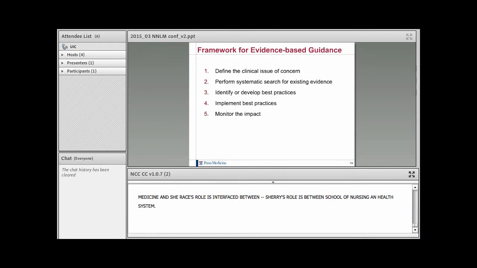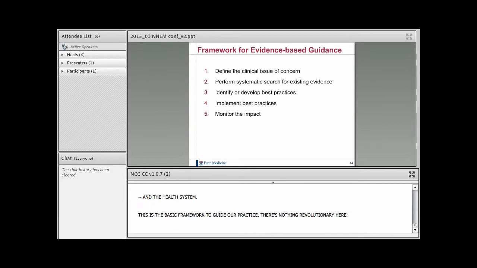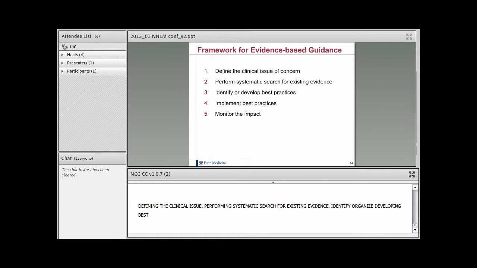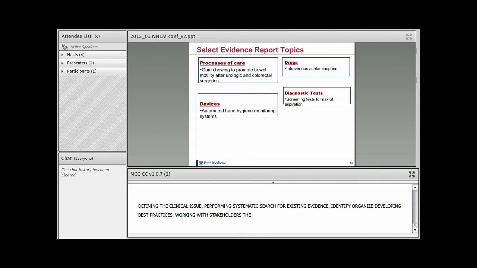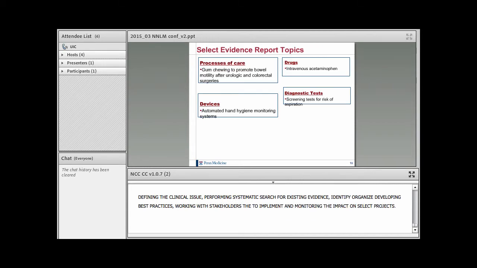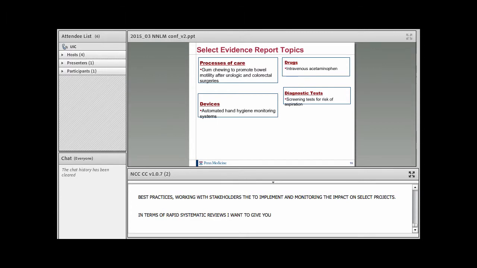This is the basic framework we use to guide our practice. There's nothing revolutionary here. Defining the clinical issue, performing a systematic search for existing evidence, identifying or developing best practices, working with different stakeholders to implement, and monitoring the impact on select projects. So in terms of our rapid systematic reviews, I just want to give you a brief look at some of the topics that we've done in the last number of months.